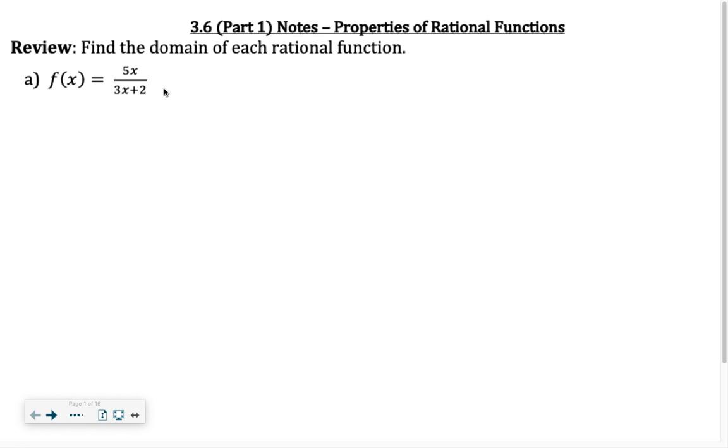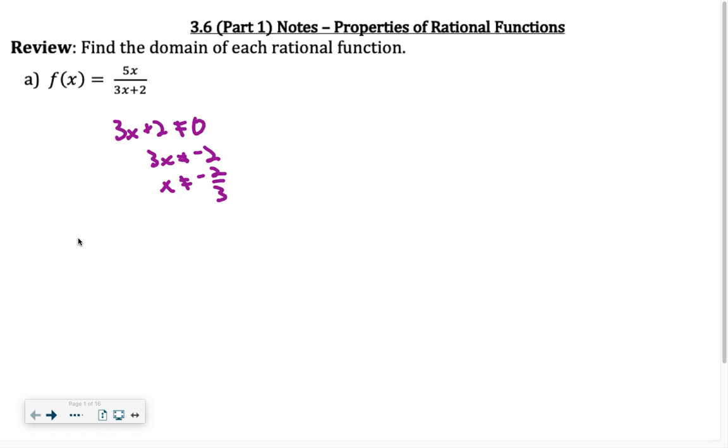The only values that would be excluded from the domain are any x values that make the denominator equal to 0. So we would want to find those values. So we would just say 3x plus 2 cannot equal 0 and get x by itself. So subtract the 2 over, divide by 3, and we'll get that x cannot equal negative 2/3.